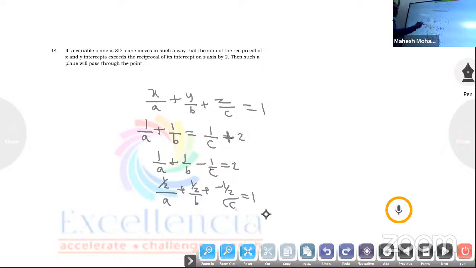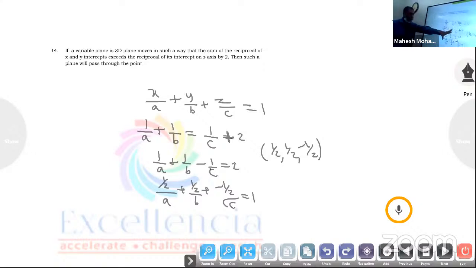So now clearly understood this. The fixed point is 1 by 2, comma 1 by 2, comma minus 1 by 2. I hope it will come to your mind. You might have studied in 2D, it is the same concept. If the reciprocals of intercepts are in AP or HP, they will give something. Same concept. Very simple way to do that.